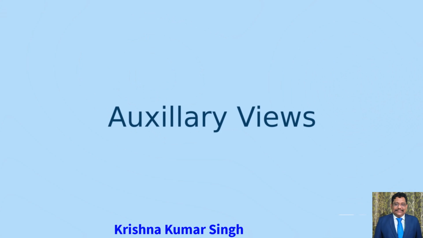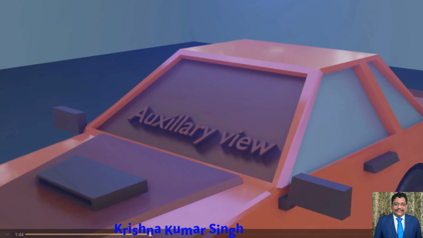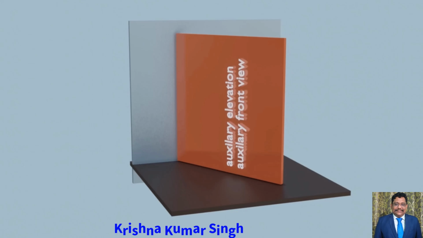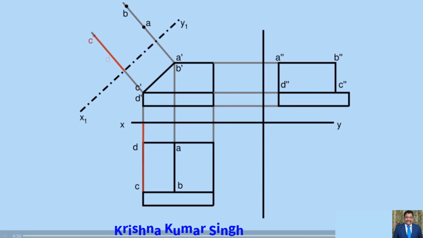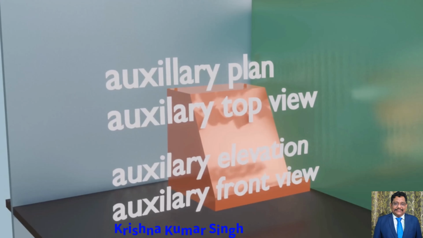Auxiliary views. In the previous video, we discussed projecting an inclined surface of an object on a 2D screen. We have got all possible ideas, methods to project an inclined surface. Auxiliary view is the terminology to project the inclined surface of an object. In this video, we are going to solve some problems in engineering drawing, so that we can get the idea about projecting auxiliary views and be able to apply it wherever needed.